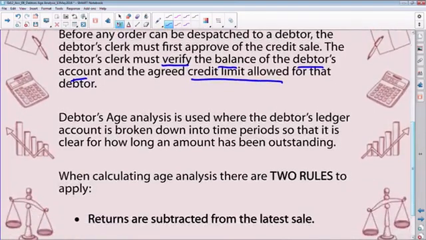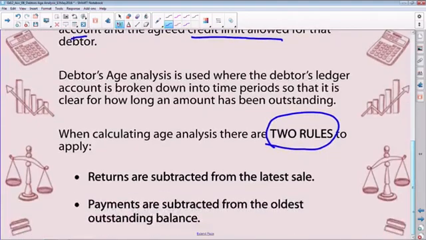When you are calculating the age analysis, the two important rules to follow are: one, your returns are subtracted from the latest sale. So obviously, if a return takes place, then you look at the month of the latest sale. In that month, you would then deduct the return from that amount. Whereas any payments that are made are subtracted from the oldest outstanding balance. More about this when we actually look at a debtor's age analysis with an example.